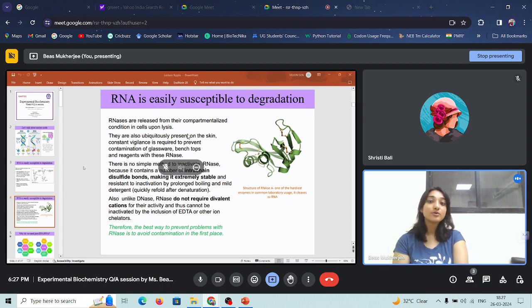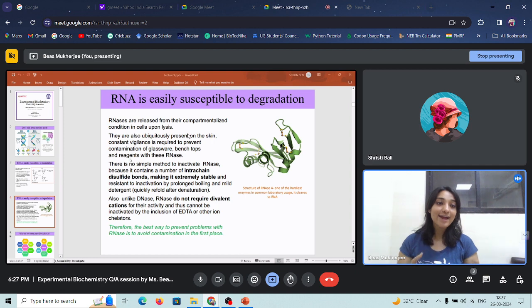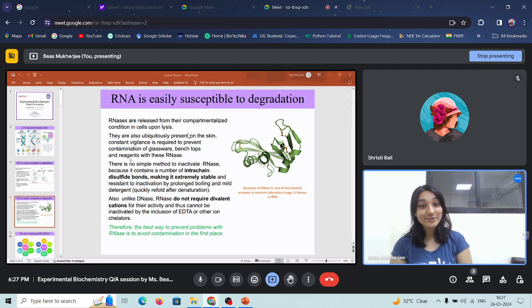Okay, so they are ubiquitously present on the skin. These RNases that we are talking about are present everywhere. As we have studied about bacteria, they are ubiquitous, present everywhere. Similarly, RNases are also ubiquitous. When you heat RNase, it is a very stable protein. It is not going to get denatured. It is going to be very active, and therefore you need to doubly autoclave water.